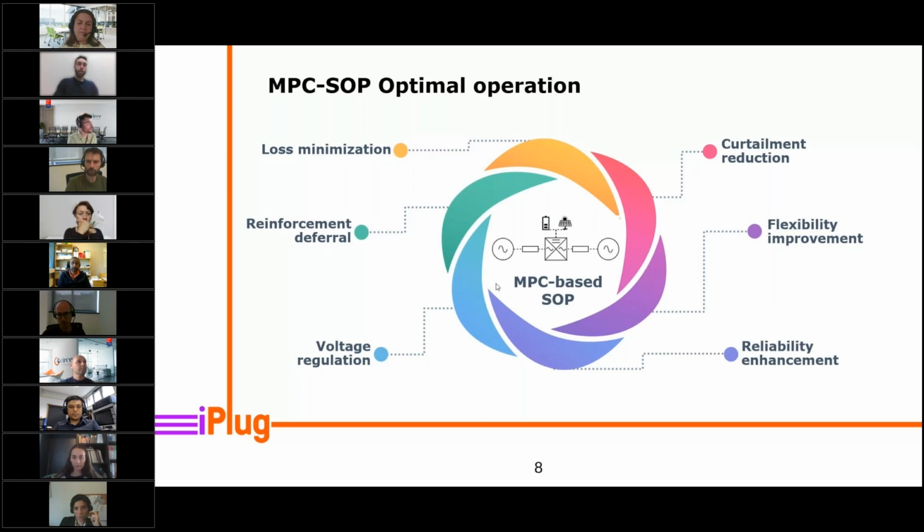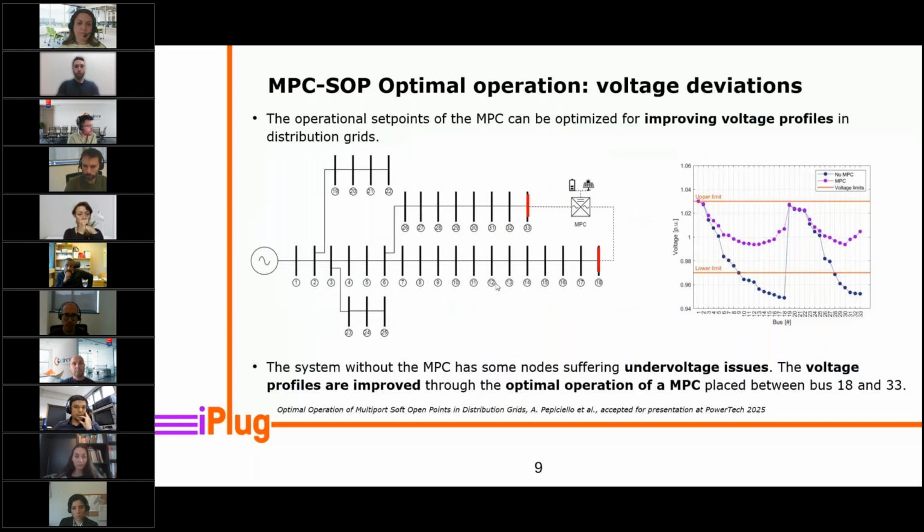Perfect. Thanks, Mark. So, as Mark mentioned in the previous slides, the multiport converter-based soft open points can be employed to improve grid operation. In these slides, you can see some examples of how this is possible. For example, a soft open point with multiple ports can lead to the reduction of curtailment from renewable energy sources, improve flexibility, enhance reliability of the grid, defer reinforcement of the grid, or minimize losses and regulate voltage. In the iPLUG project, we mainly focused on loss minimization and voltage regulation.